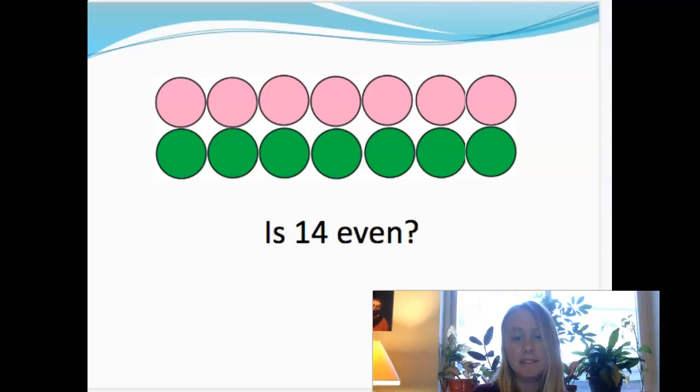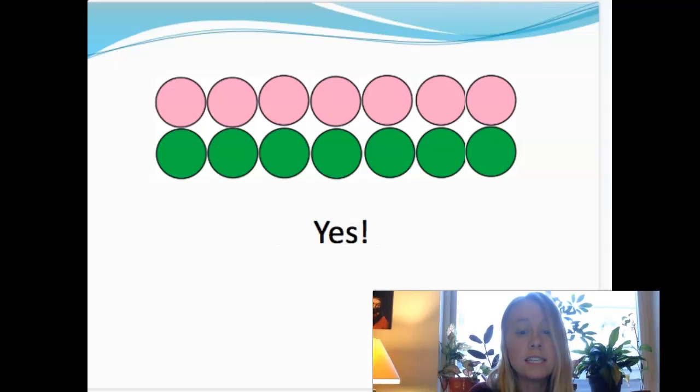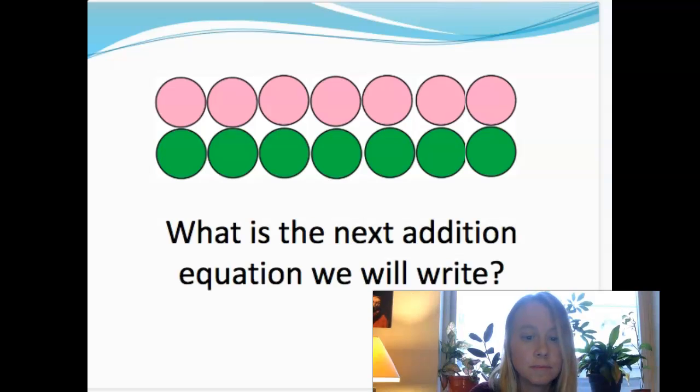Is 14 even? Think about it. Think back to our description of what even is. Even is when we can split a number into 2 parts equally. So look at the number 14 using your counters. Can you split those into 2 parts equally? Yeah, you can. 14 is even because we can split it into two parts of equal 7s.